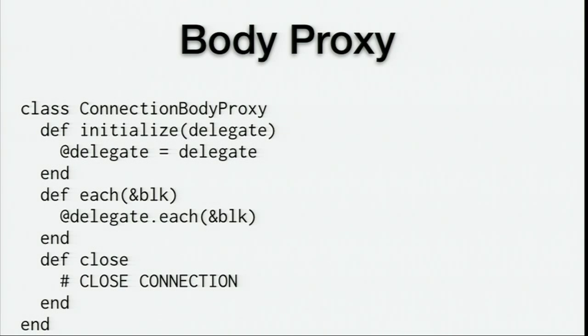How do we deal with this solution? The way to deal with that is we need to take advantage of the fact that rack will call close on the body. Okay? When it's done iterating over the body, it'll actually call close on it. So what we do is we have to proxy each body that gets returned. We implement this proxy class that points off at a delegate body, iterates over the delegate, and then finally when close is called, then we close off our database connection.